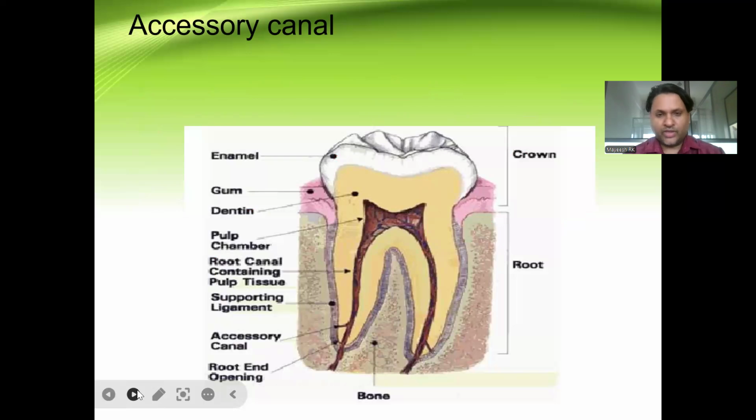Again, here we can appreciate the location of the pulp chamber, the accessory canals, the root end openings. And you can also see that the pulp is located in the crown and in the root, basically referred to as the coronal and the radicular pulp. And the pulp is located in the pulp chamber.